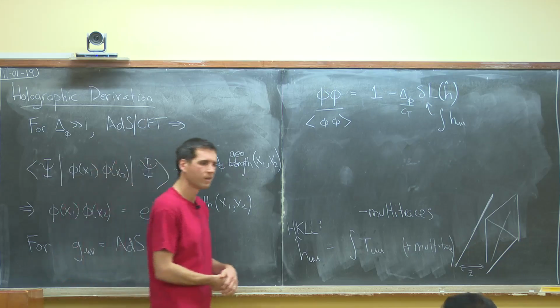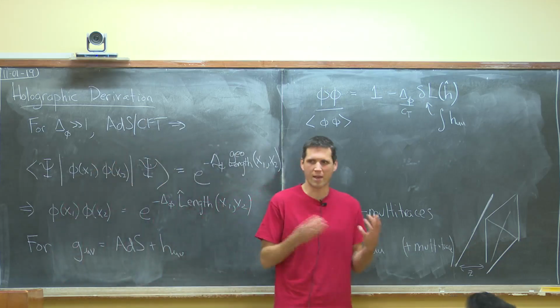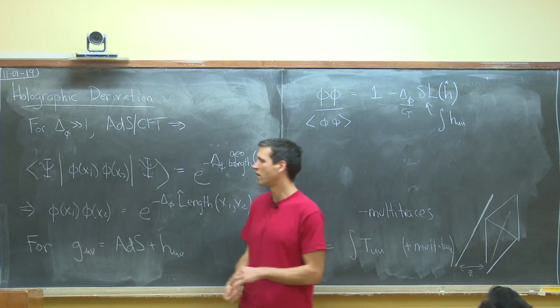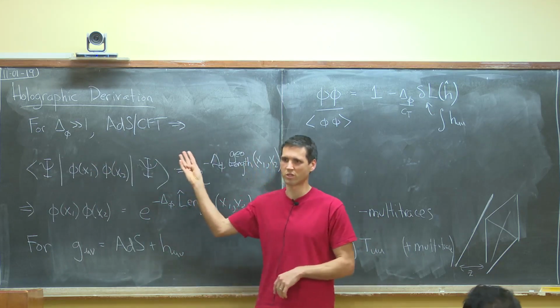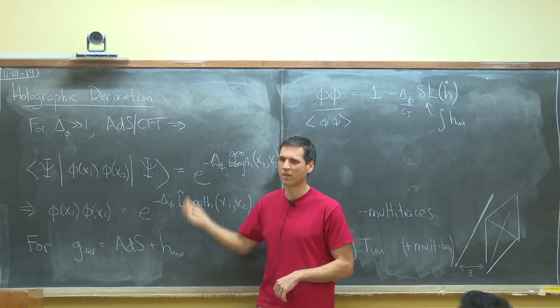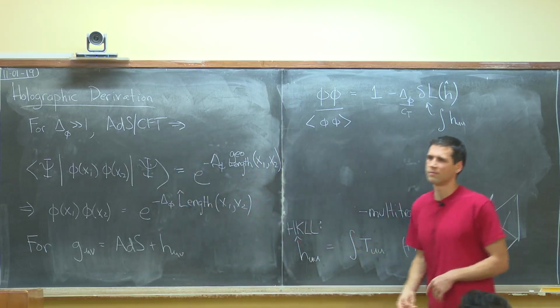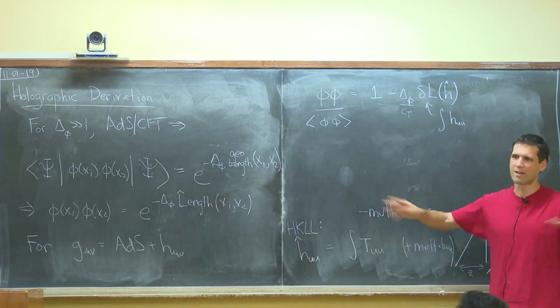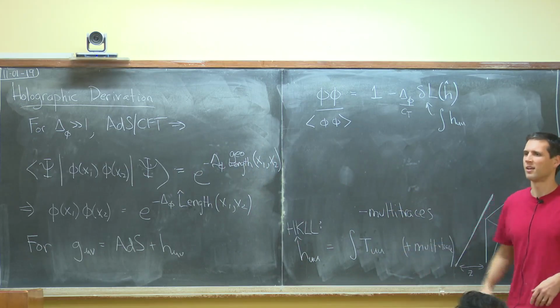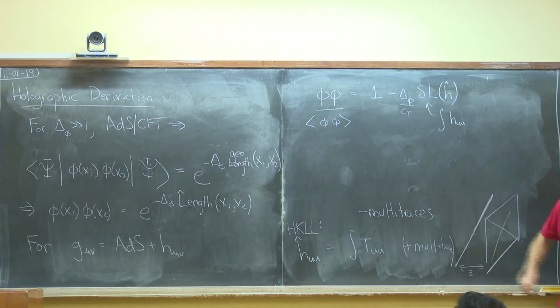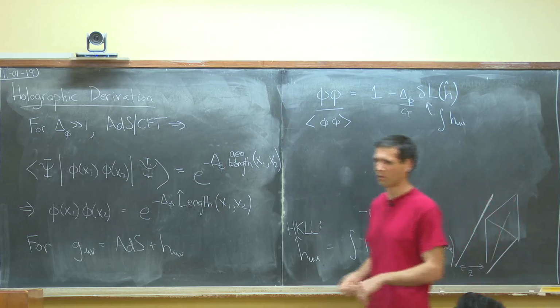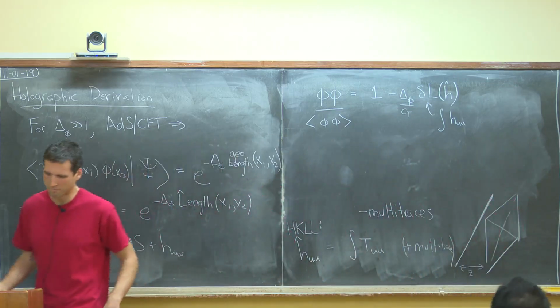Another way of saying it is that heavy operators automatically move on geodesics. So they only give the single trace contribution to the Witten diagram or to the OPE. Light operators want to spread out like waves. They don't want to travel on geodesics. And that's where these multi-trace contributions to the operator come from, and we'll have to deal with those a little later.